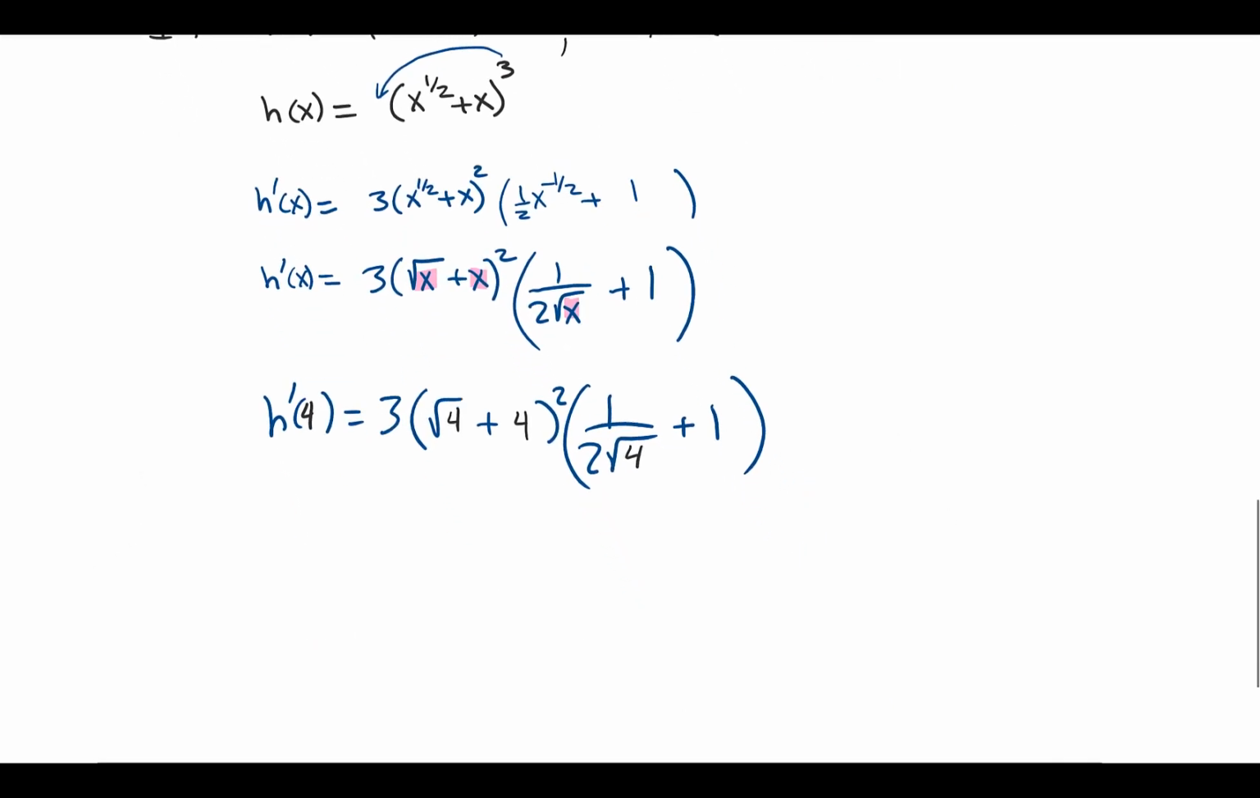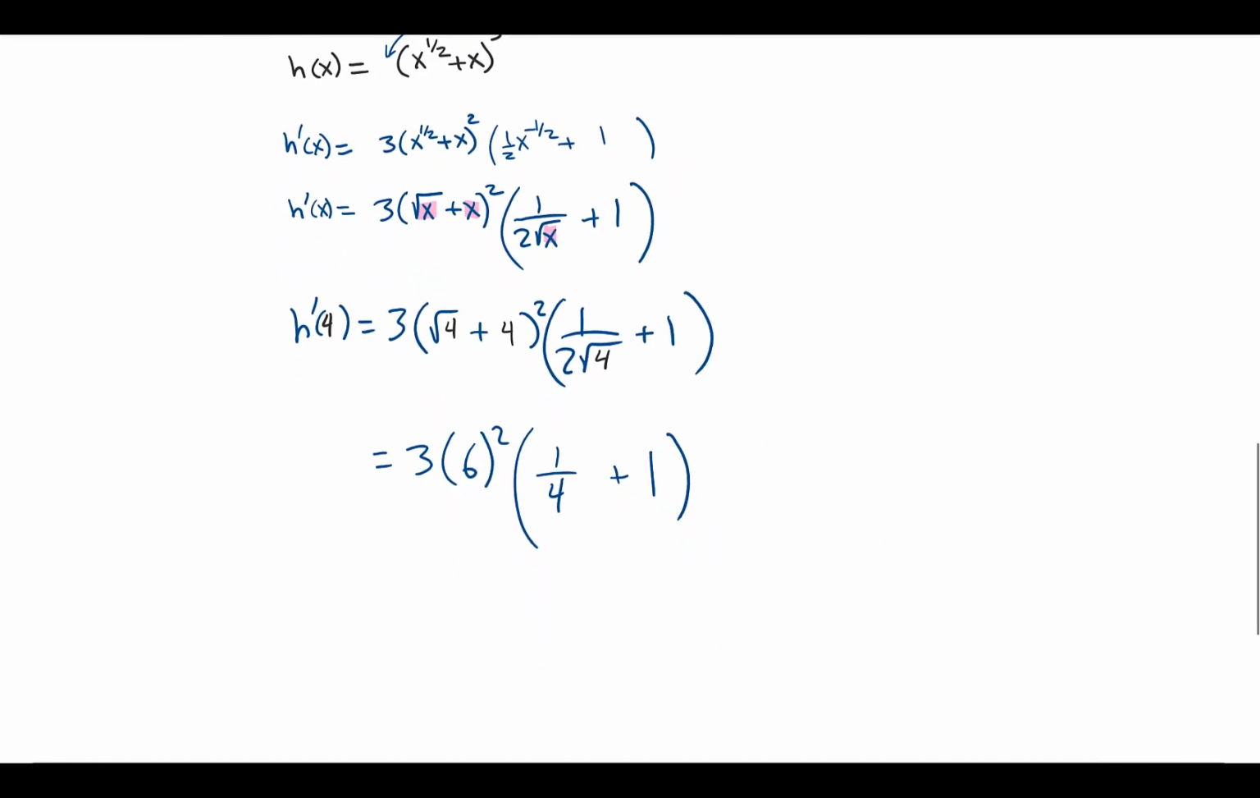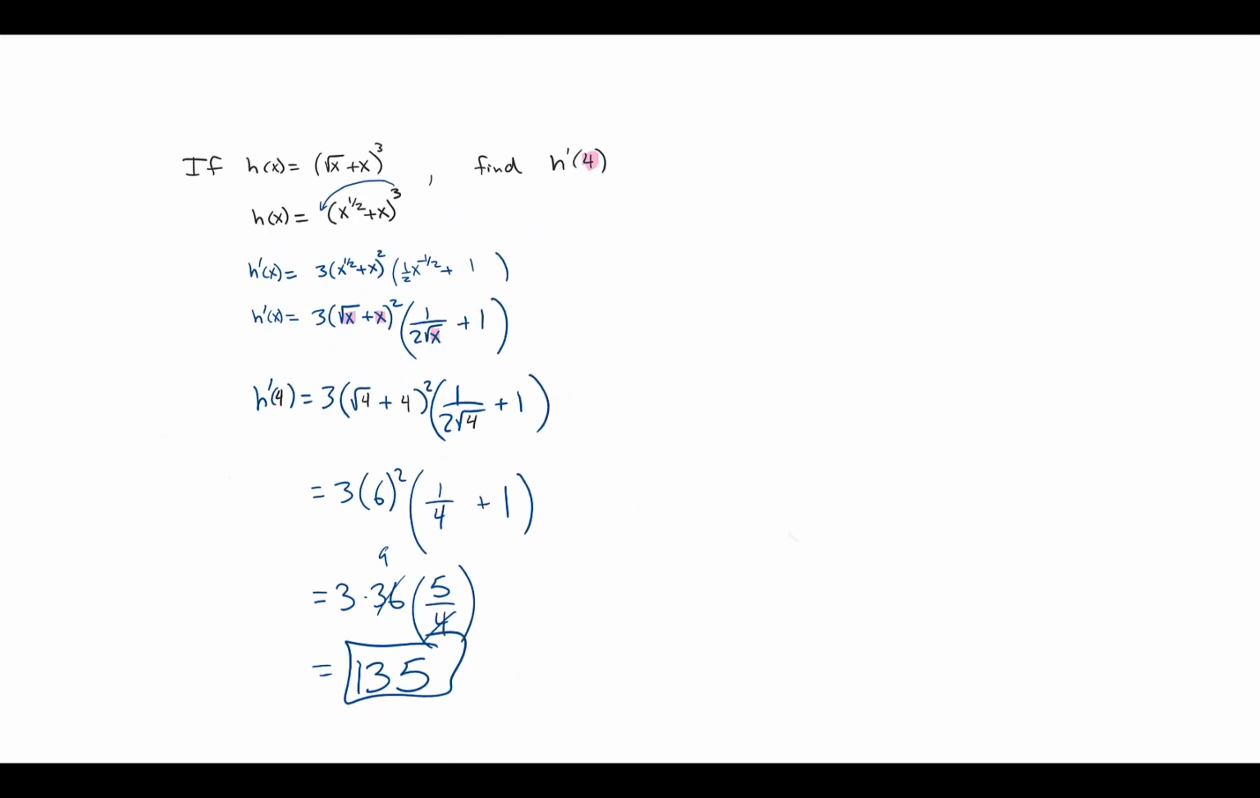Now to clean it up. So, PEMDAS. What's that? Square root of 4 is 2, and 2 plus 4 is 6 squared. Times 1 plus, what's that? 1 over 2 times 2, that's 1/4. Oh gosh, so this is going to be 3 times, what's that? 36 times, what's that? 5/4. Let's not make it bigger, let's make it smaller. So that becomes a 9. So we got 3 times 9 is 27, and 27 times 5. 27 times 5, that's going to be 135. I like that problem.